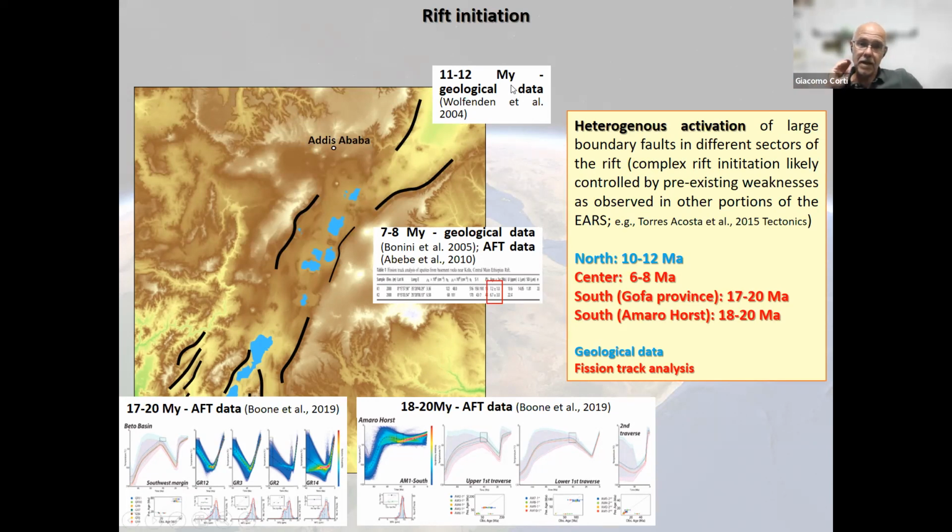We know that the activation of the large boundary faults in the north occurred likely between 10 and 12 million years. And then we have a later activation of the large boundary faults in the central part of the Mid-Ethiopian rift, where the activation of this large structure occurred probably between 7 and 8 million years, based on both geological data and apatite fission track data. So we have a heterogeneous activation in time of these large boundary faults in different parts of the rift.